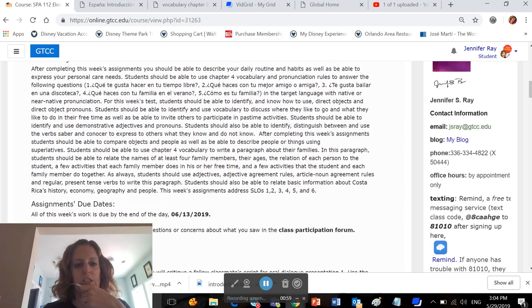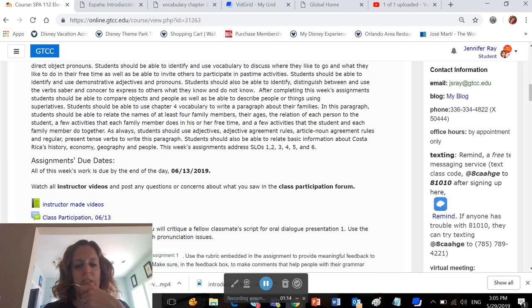For this week's test, students should be able to identify and know how to use direct objects and direct object pronouns. You guys should also be able to identify and use vocabulary to discuss where you like to go and what you like to do in your free time, as well as be able to invite others to participate in pastime activities. You should also be able to identify and use demonstrative adjectives and pronouns. You should be able to identify and distinguish between and use the verb saber and conocer to express to others what you know and what you don't know.